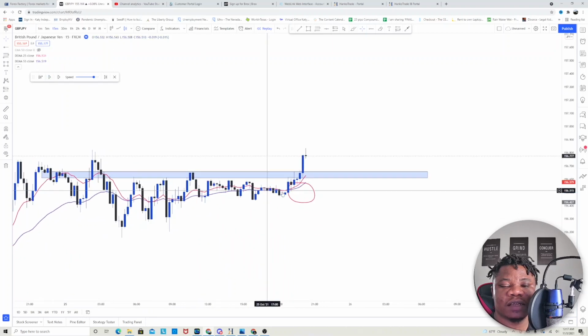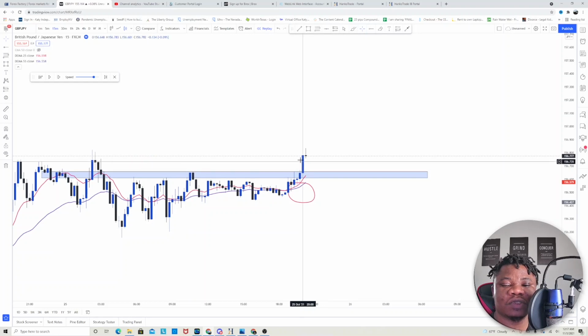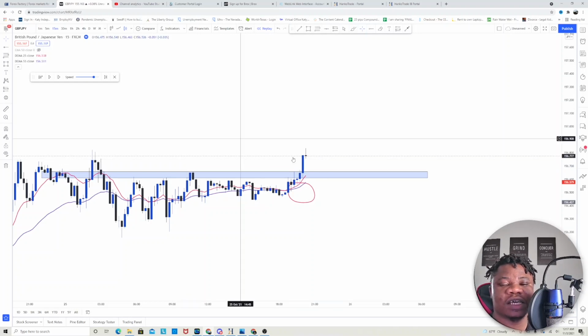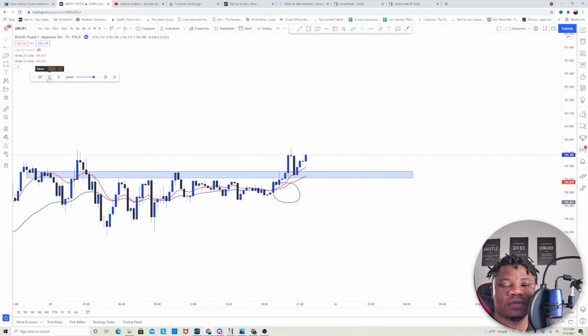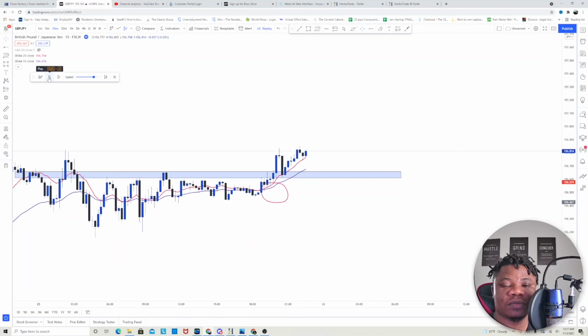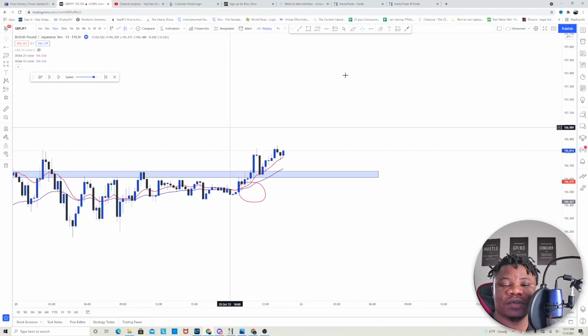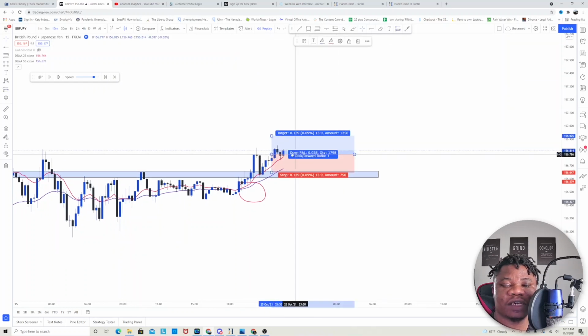So now we had the cross over here, and now we have this break above our resistance zone. Now we're just waiting to see if the next candle is going to close bullish or if it's going to close bearish. So let's see how this played out. Now we can have our entry at this bullish candle. We can have our entry right over here.